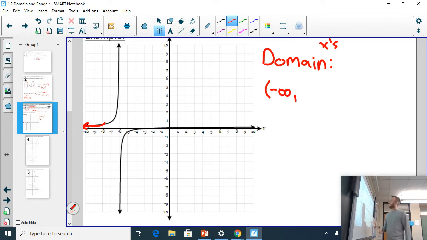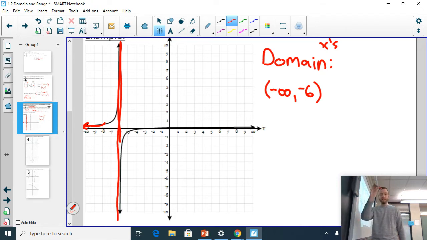But then notice that we kind of come to this point right here at 6, and on both of these, it looks like we're getting really, really close, but we're not touching at negative 6. So in interval notation, we're going to have to close off at negative 6 and use that parenthesis to tell us we are not touching negative 6, right? But then notice right after that, we have x values all the way out to infinity.